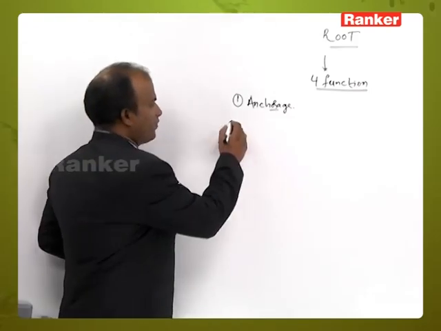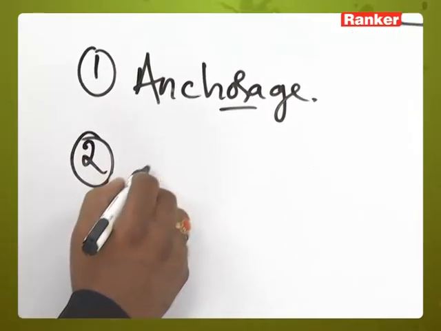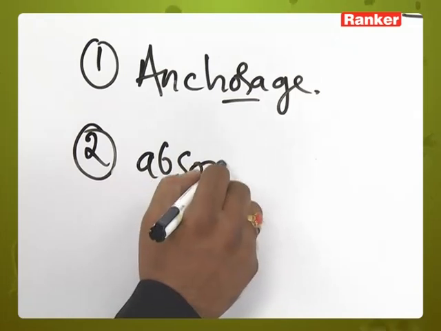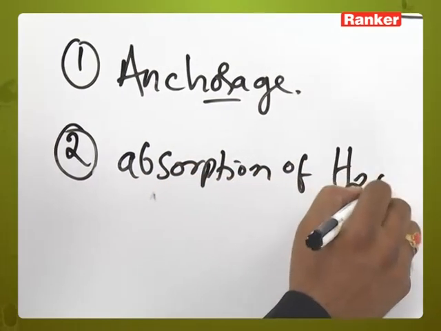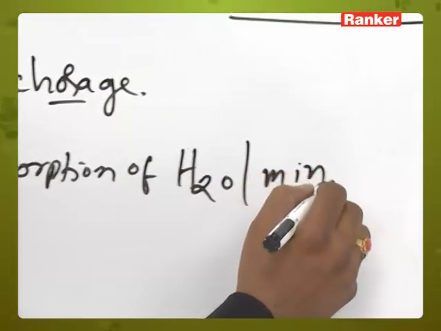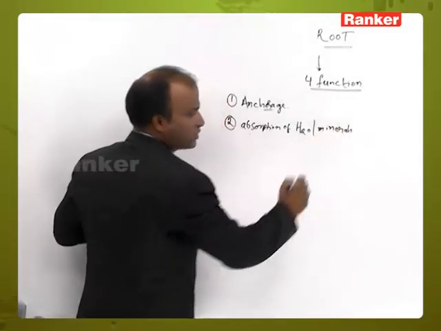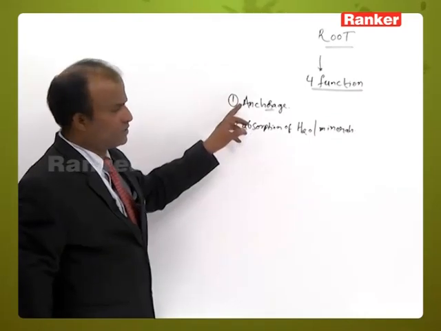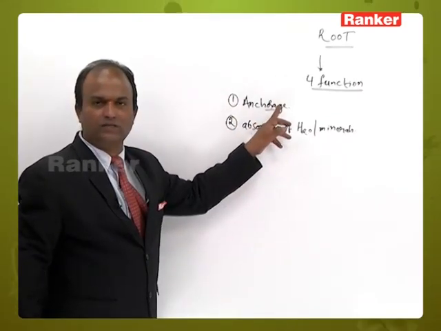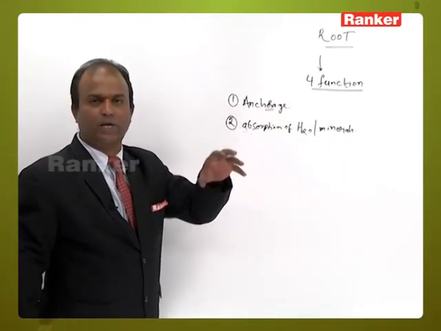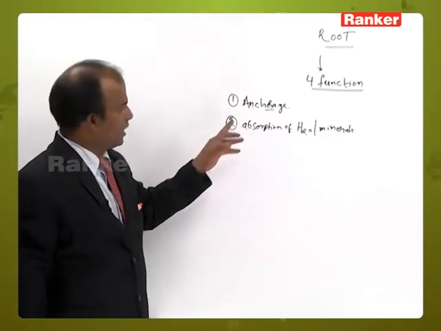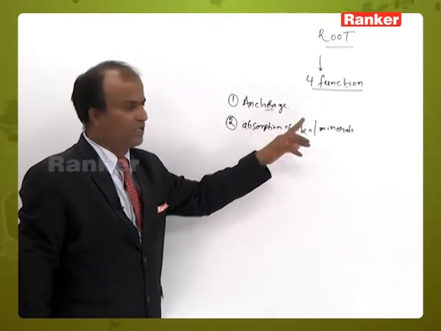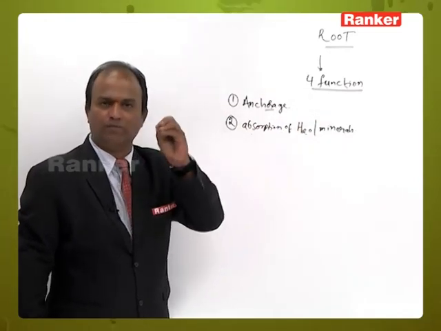And the second function is that it helps in absorption of water and minerals. It helps in absorption of water and minerals. That means the first function, anchorage, gives mechanical support to the plant so that the plant can withstand among themselves. And what is the second one? That is absorption of water and minerals.